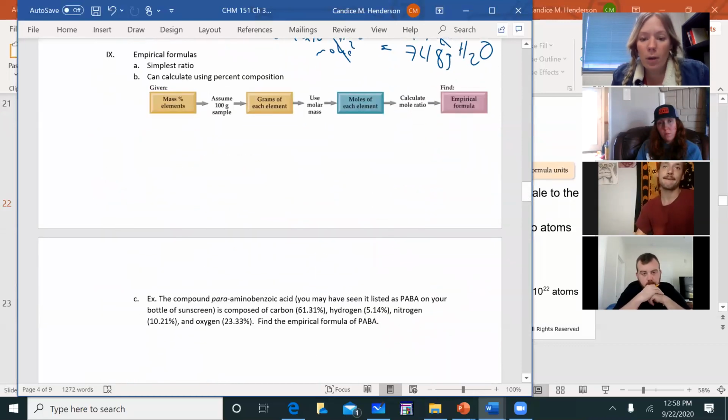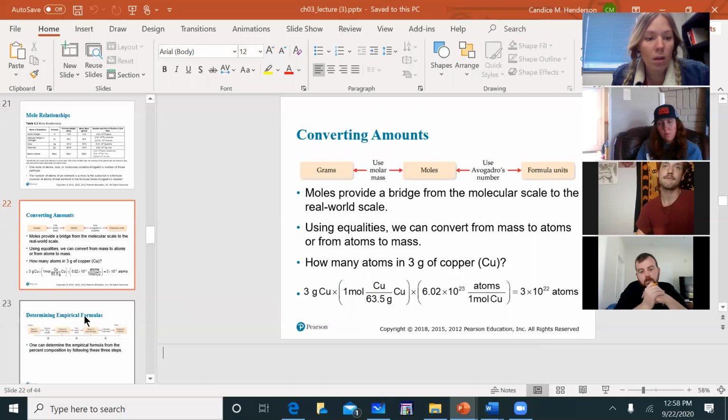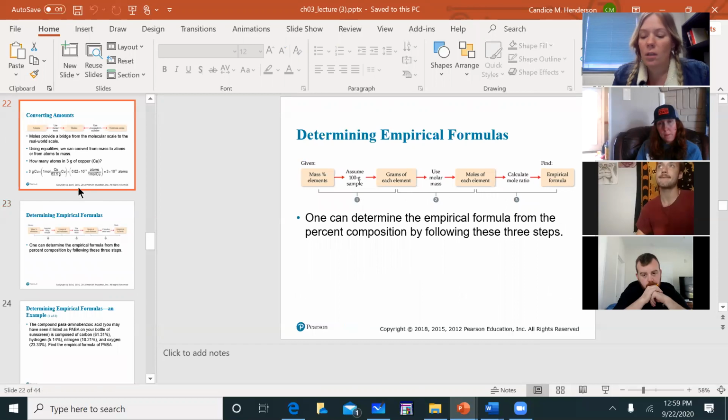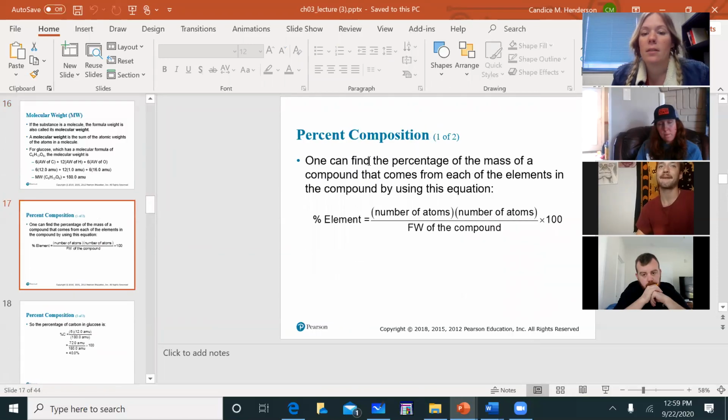So moving on, we're going to talk about empirical formulas and how to determine empirical formula. So actually, we go back. We had this opportunity here to go over percent composition already, and you were able to figure out what the percent is by taking the mass of the individual element and dividing it by the compound's total and multiplying it by 100. That one was really easy to do.